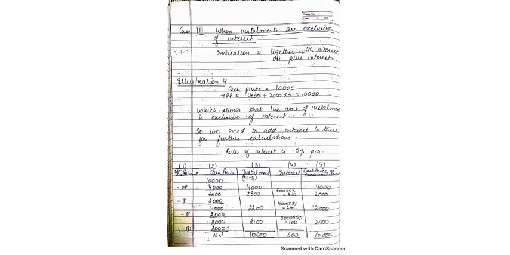I'm going to start with the next method of hire purchase accounting, that is case 3, when installments are exclusive of interest. Exclusive of interest means the amount of installment does not include the value of interest. It only includes the amount of cash price. So in this case, cash price and hire purchase price will be equal.